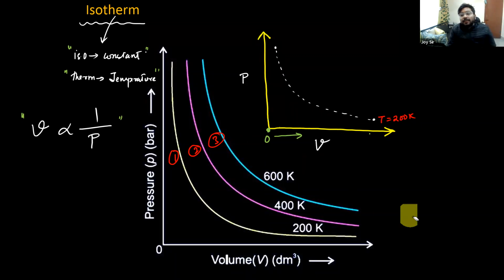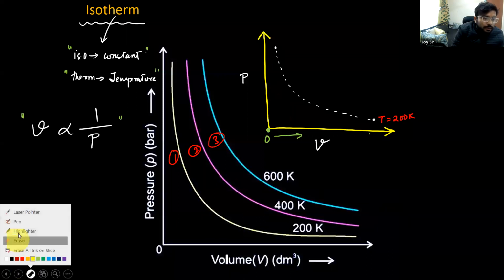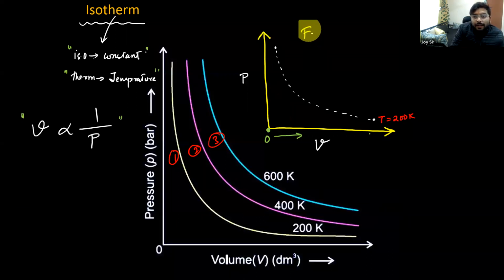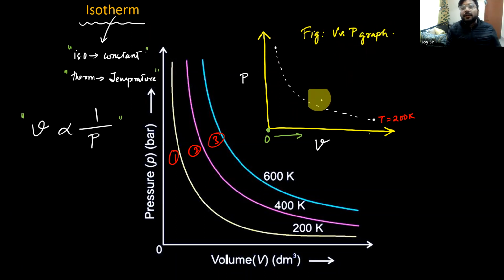Okay, this graph is sufficient. Pressure versus volume graph. So I'll write here figure. This figure is of V versus P graph. Okay, volume versus pressure graph. And this represents what? It represents our Boyle's law. Okay, you just see this graph.